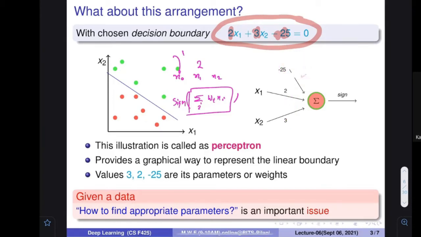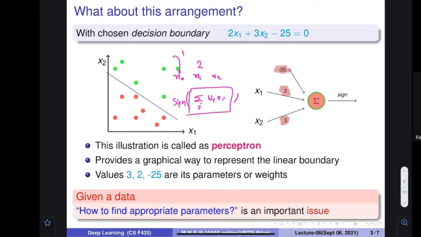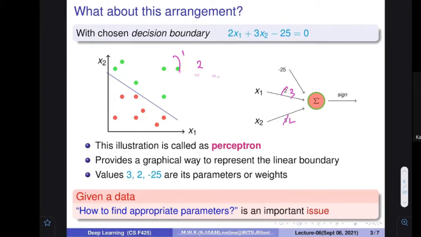Okay, so this was a simple thing. Now an important question comes: how to find out these values, what these values are and what they represent. For example, if instead of 2 3 I put 3 2, will it give the same answer? No, it would not, because if I change this to 3 2, the equation becomes 3x1 plus 2x2 minus 25 is equal to 0, and this is a different equation.